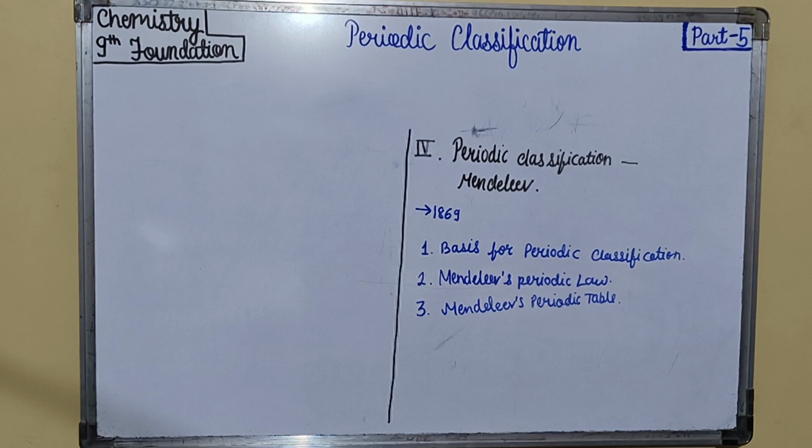Today we are going to learn class 9th subject chemistry, chapter periodic classification, and this is our part 5. In the previous part we stopped at the periodic classification of Mendeleev and its classification. Now let's continue with the description of Mendeleev's periodic table.